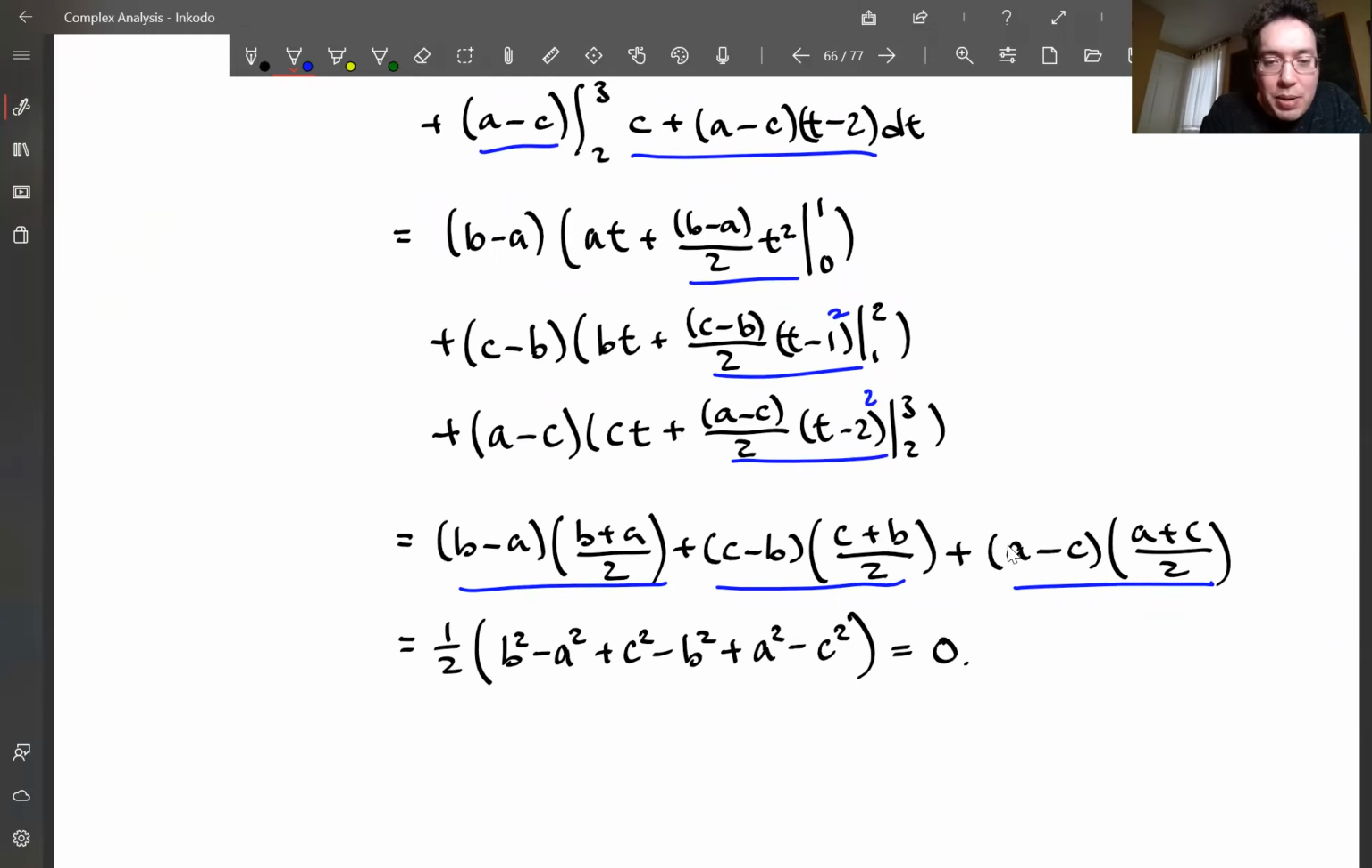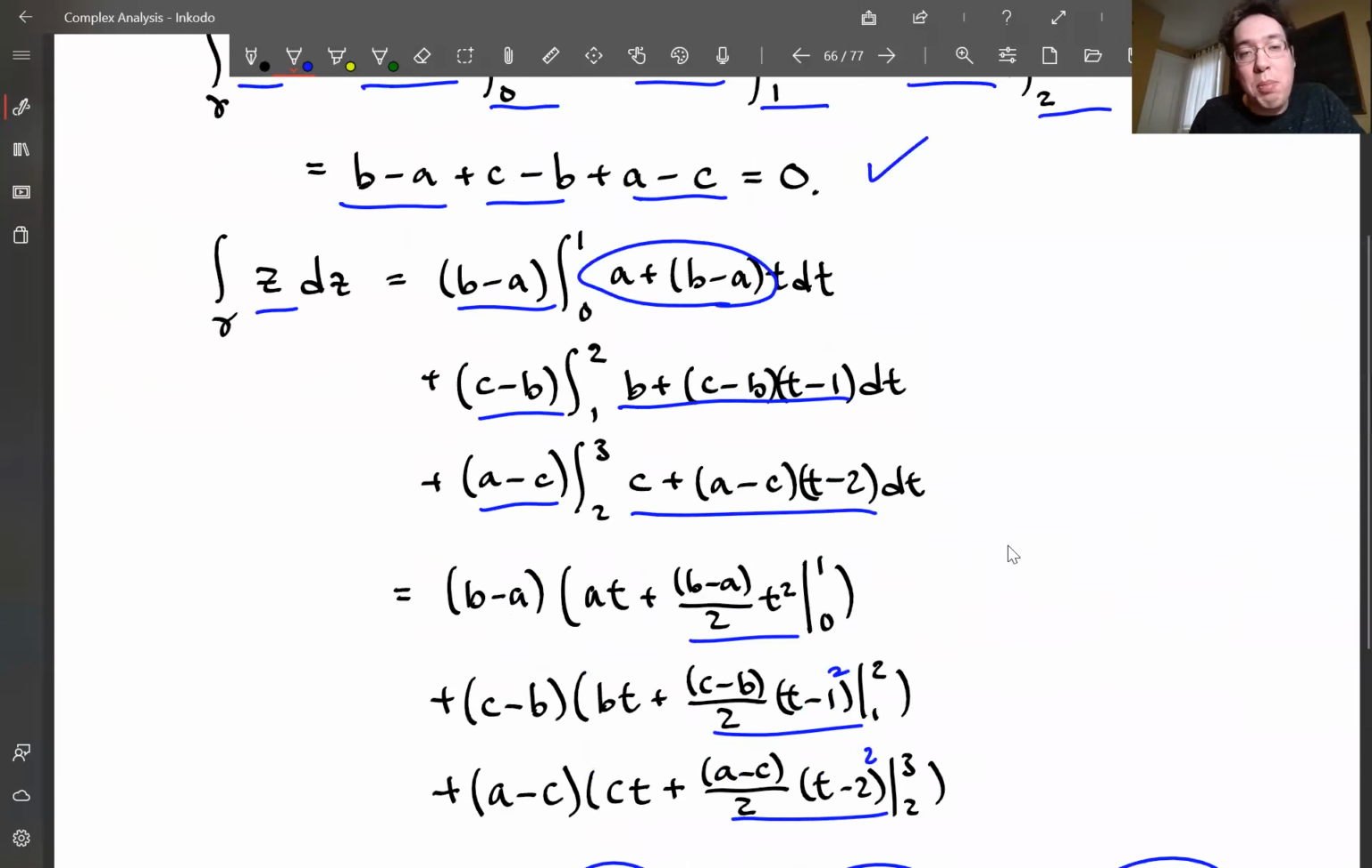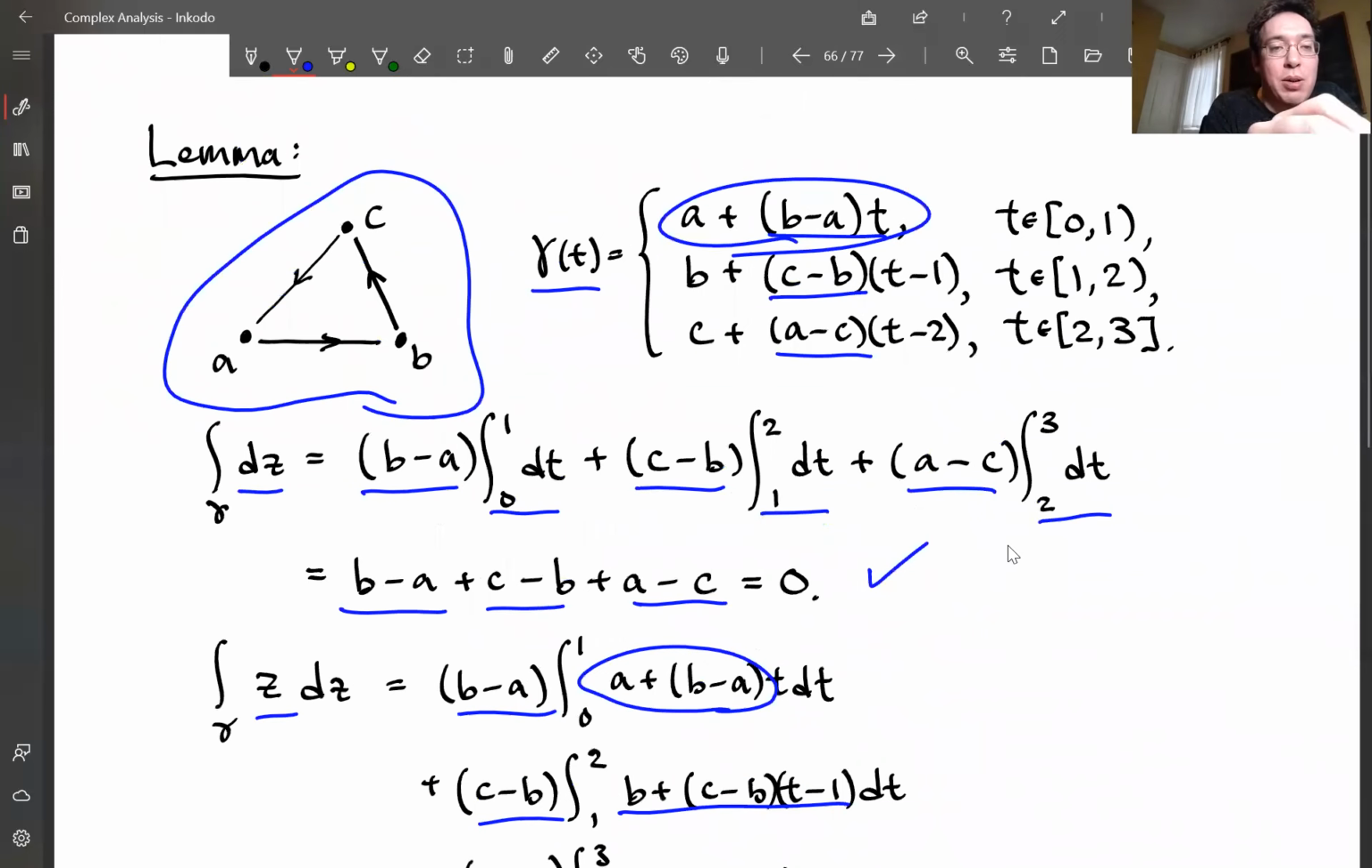Okay. Notice that b minus a, b plus a, these are differences of squares. So these simplify to b squared minus a squared, c squared minus b squared, and a squared minus c squared as well. So all of those will cancel out and we'll get 0 again. Okay, so remember this result. I'm going to call this a lemma because we're going to use it later.